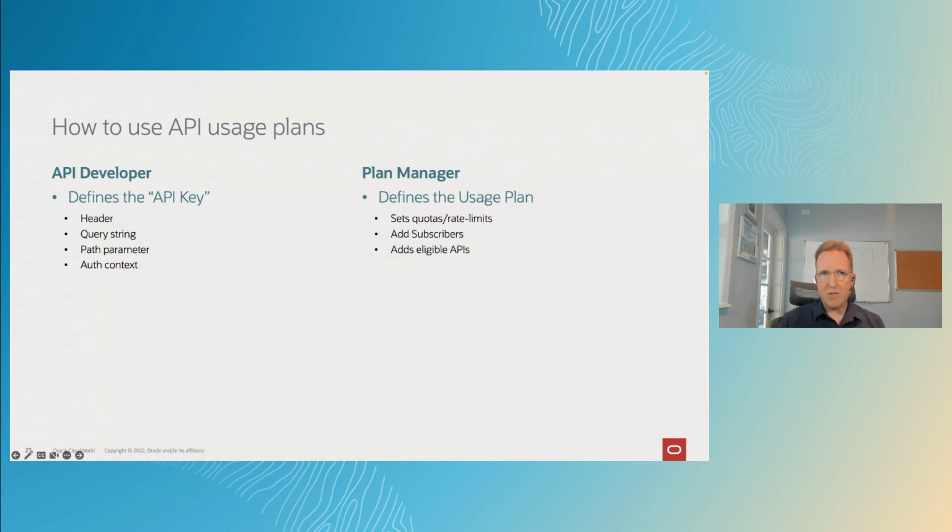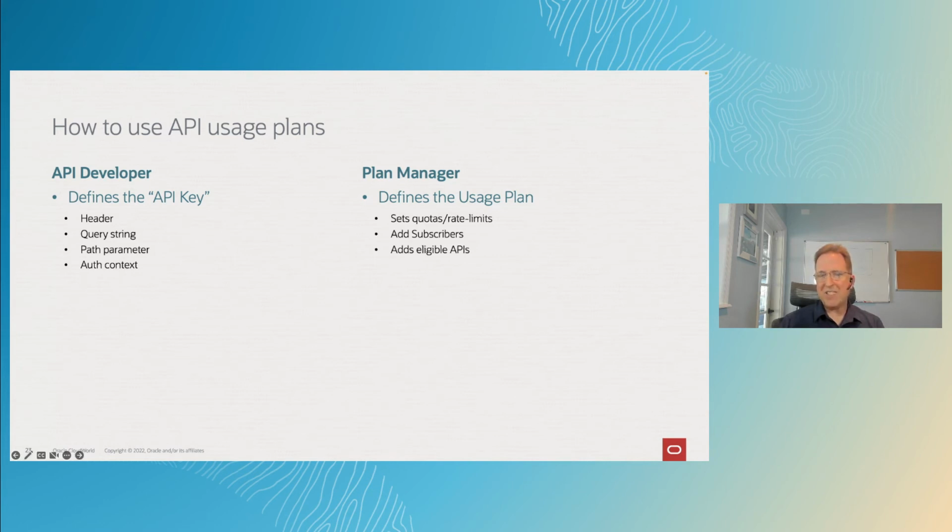So if we get into how to use the usage plans, there are 2 main personas, the API developer and the plan manager. The plan manager can also be the API product manager. First and foremost, and this is where the real power lies for API Gateway, the API developer will decide what constitutes the API key. A lot of legacy API management services require you to have a specific key, or they say that you have to pass the key as a header or query string. But with API Gateway, the person who is building that API and creating the design and the contract of that API will decide what constitutes the API key.